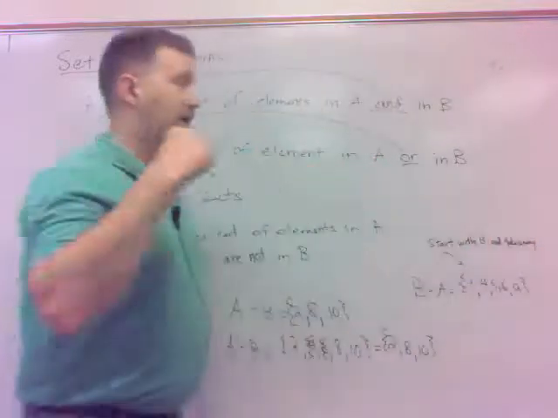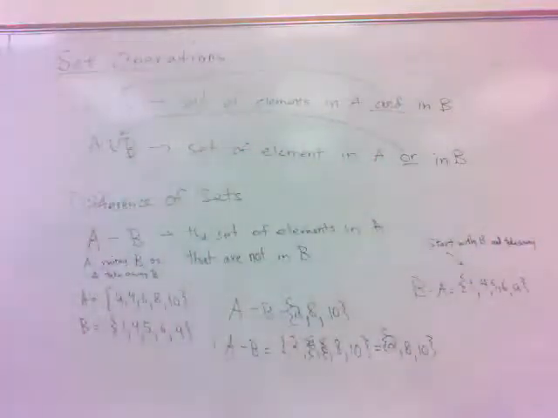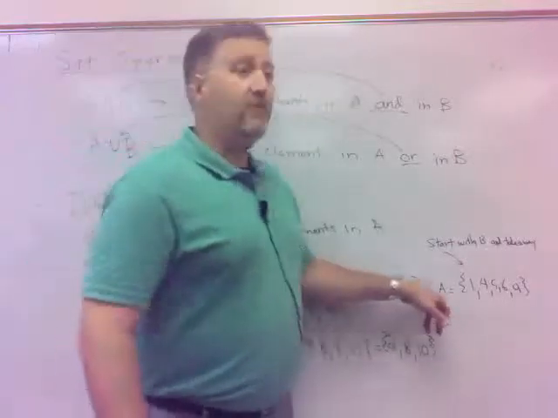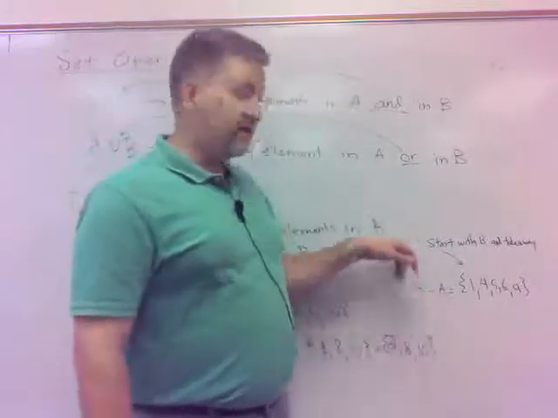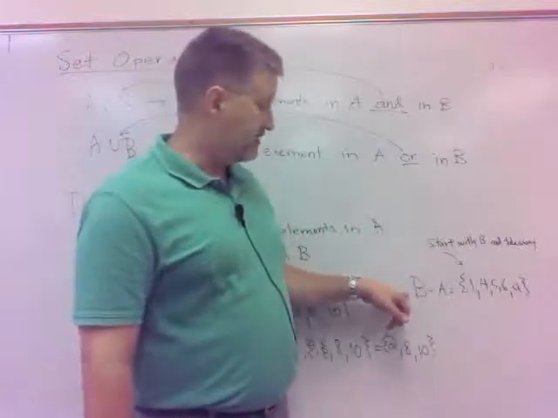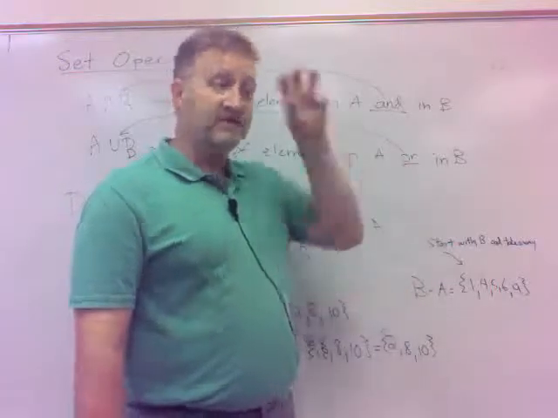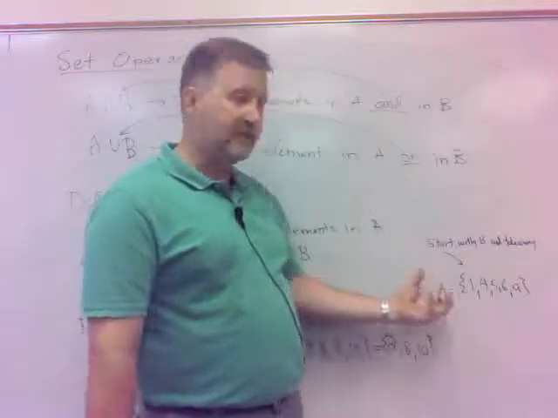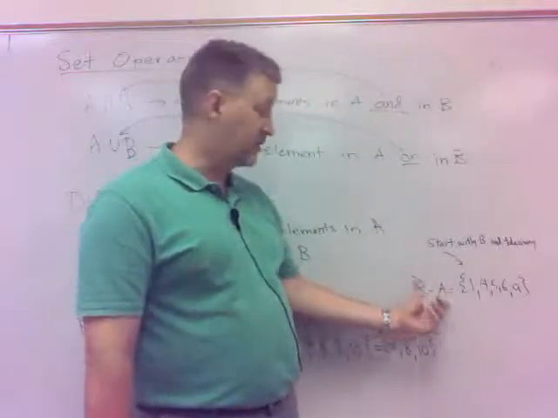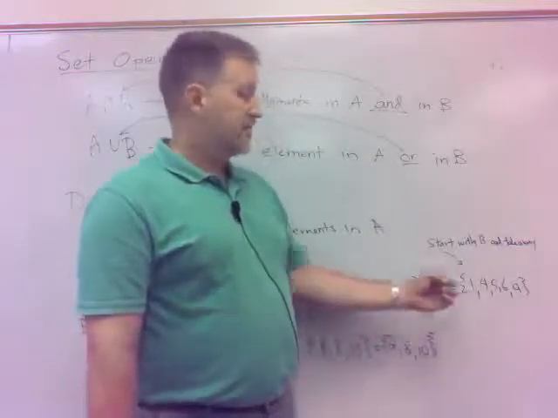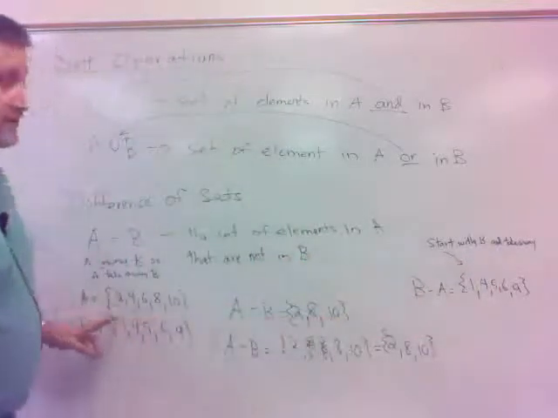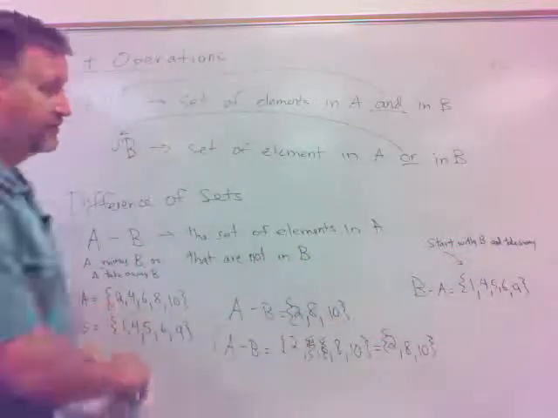Now, while I'm at it, let me make this point. It's B take away A. So I am not ever going to get any elements other than what's in B. I start with B and then take away from it. So I'm not going to get anything other than what's in B. I'm only going to take away from it. So what am I going to take away here? I'm going to take away A, which doesn't have a 1. It has a 4, so I'm going to take away it.